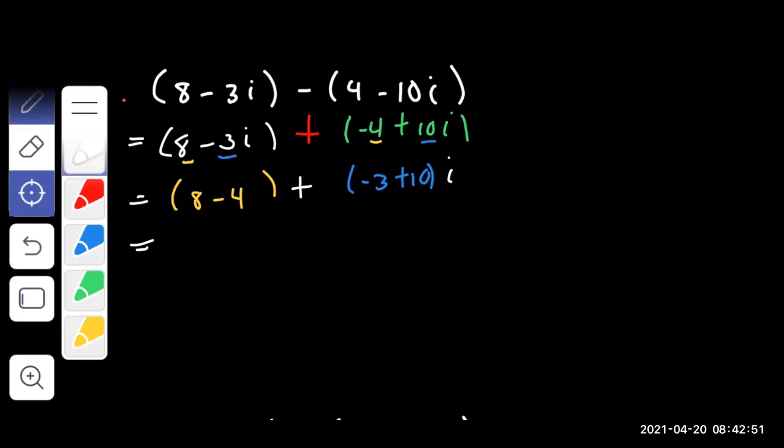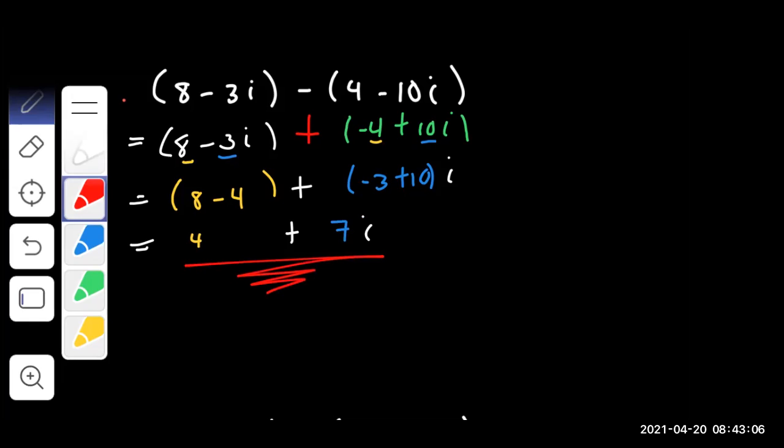Let's simplify it. What is 8 minus 4? 4. And then 10 minus 3, or minus 3 plus 10, is 7, so 7i. And this is the answer for this subtraction: 4 plus 7i. That is the complex number we got out of subtracting this.